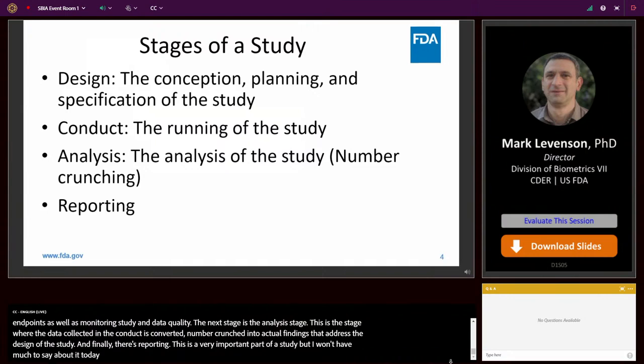Note that many people might think statistics only comes in the analysis stage. However, as I alluded to on the last slide, statistics is even more important in the design and even conduct stages.